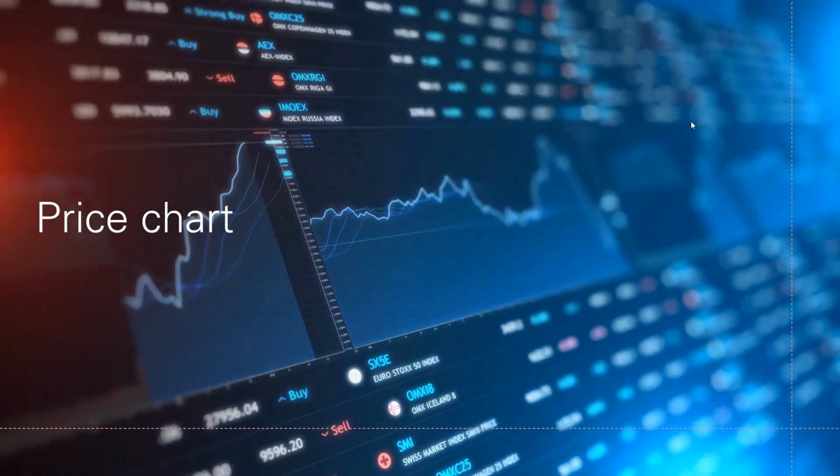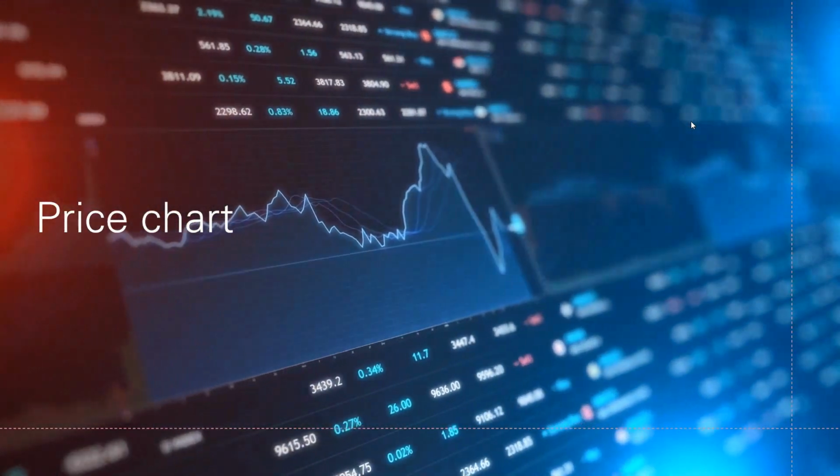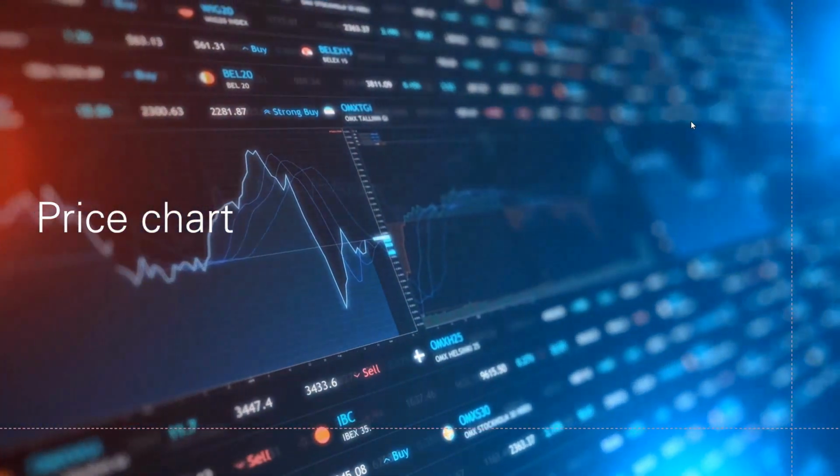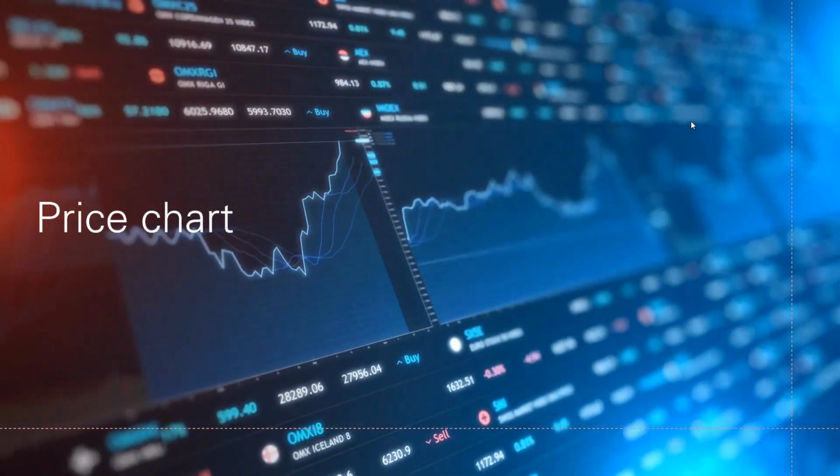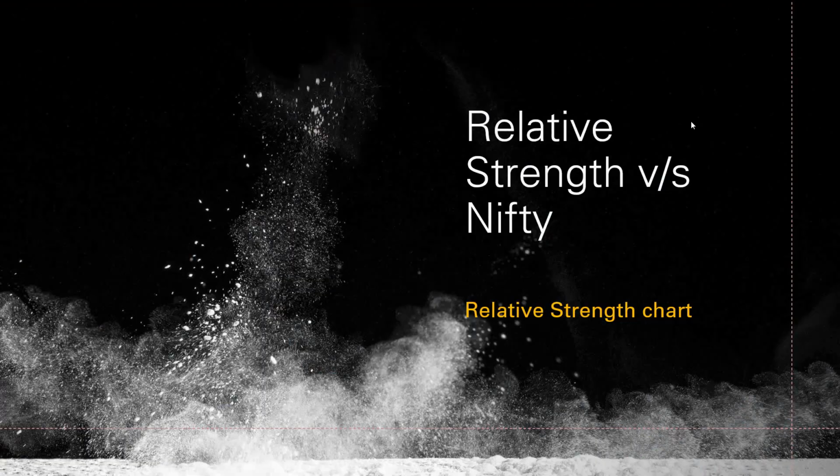First is the price chart, how price is doing, right? Whether it is an uptrend or downtrend, and what is the pattern. Second, the performance versus Nifty, right? It's the relative strength chart, the ratio chart. How is it behaving? When the ratio chart, for example, auto index, if auto versus Nifty is bullish, that means the auto stocks are outperforming Nifty, right? So that's the second thing.